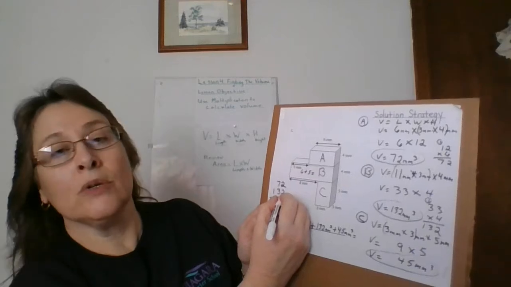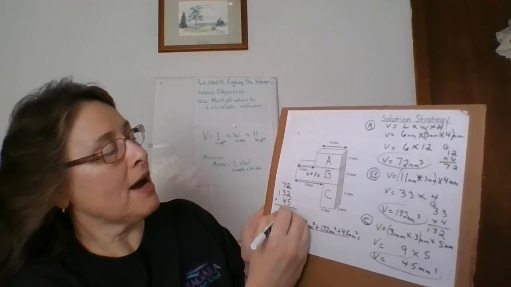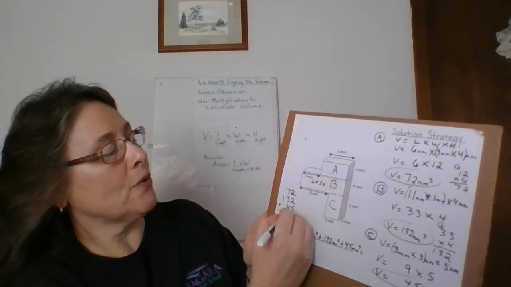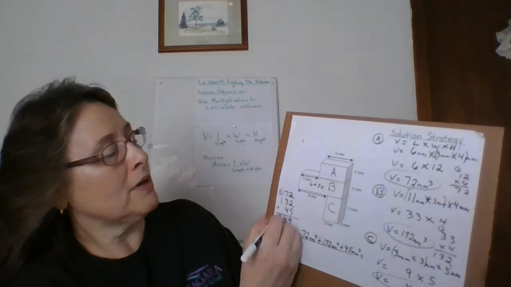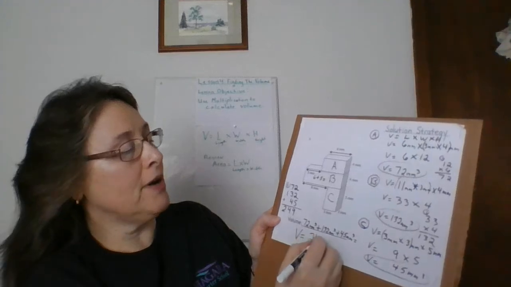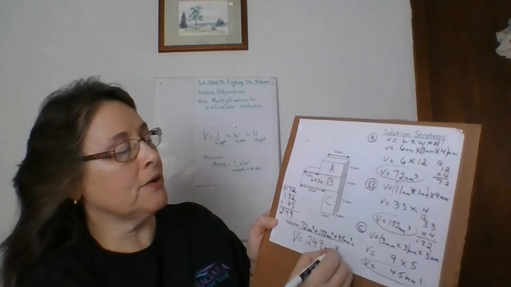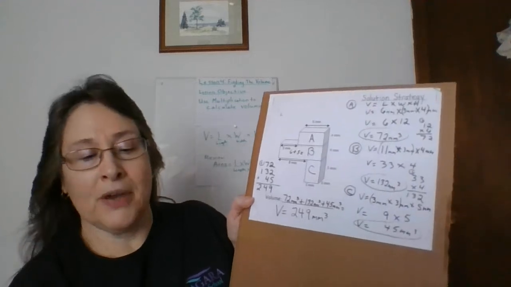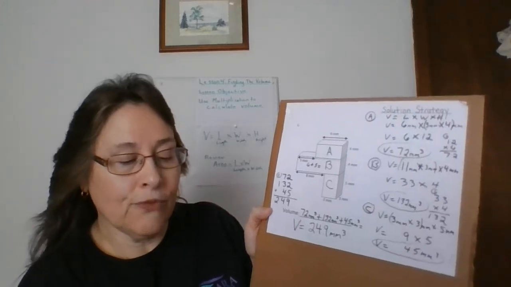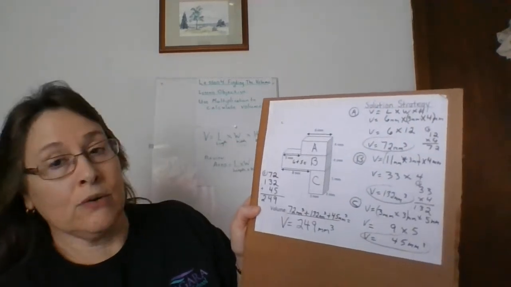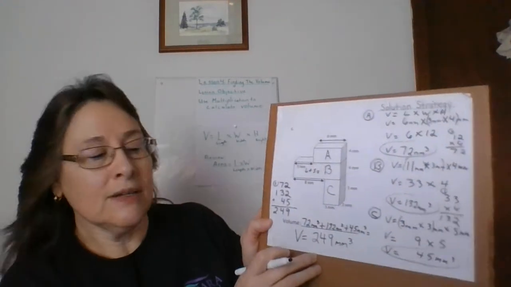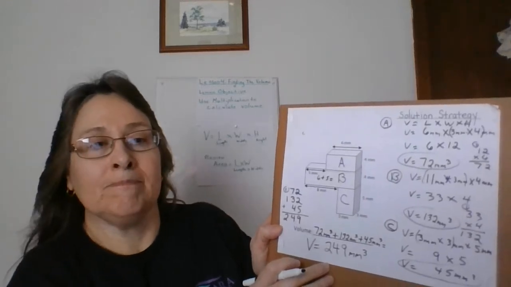So I have 2 plus 2 is 4, and 4 plus 5 is 9. I have 7 plus 3 is 10, and 10 plus 4 is 14, and then 1 plus 1 is 2. So my volume is equal to 249 millimeters cubed. That was a lot of work, but as you see, all we did is we used the same formula all the way through. We found the volume for each box first, and then we put it all together. Okay, so that was 1C.